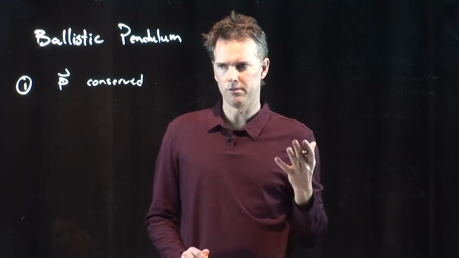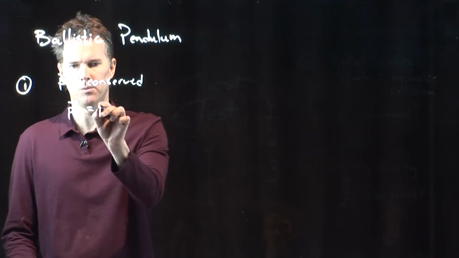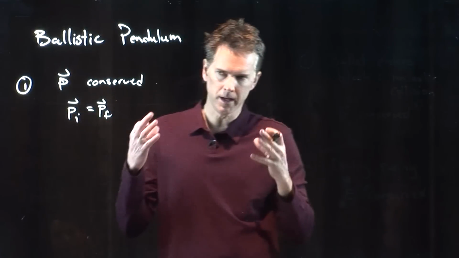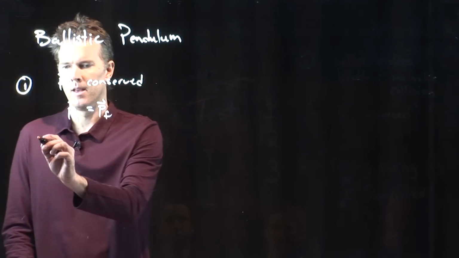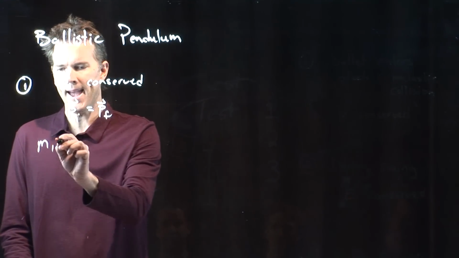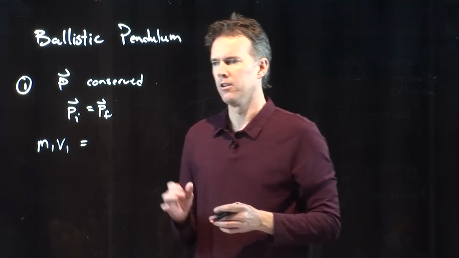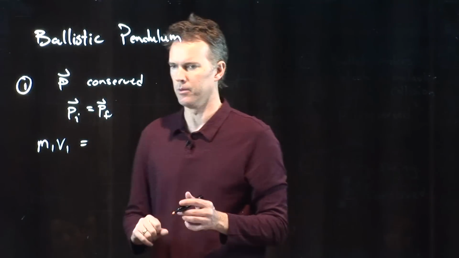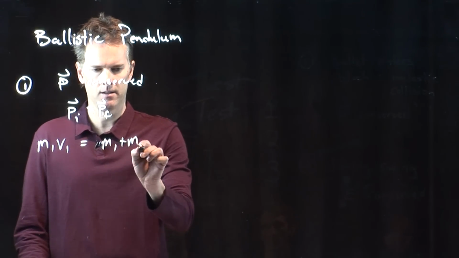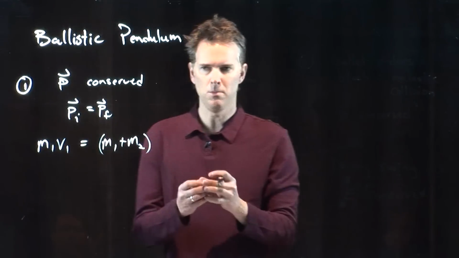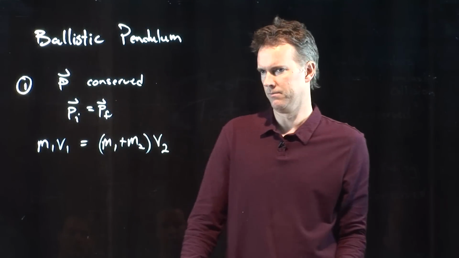So the first part is conservation of momentum. We have the initial momentum has to equal the final momentum. This is immediately before and after the collision between the bullet and the block. And initially, all we have is the bullet moving. The block is just hanging there at rest. So on the left side, we just have M1 V1. On the right side, the bullet is now in the block. And so we have two masses that are moving together, both at speed V2.